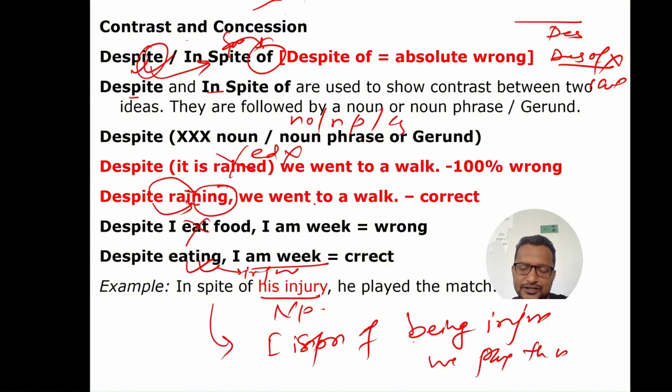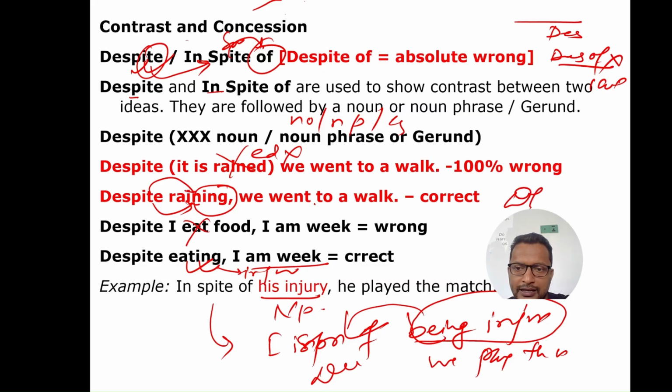See, of being injured. So this is an ing form of verb. Ing came after in spite of or despite of, whatever it is. So remember the concept: despite will only be despite, and in spite should come with of. Both of them are the same.